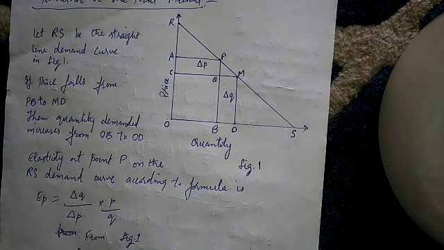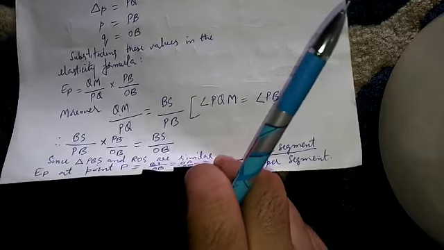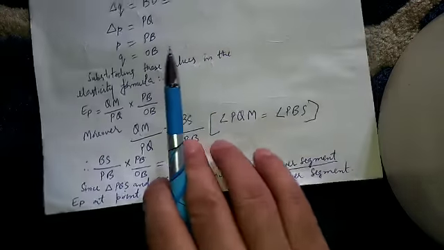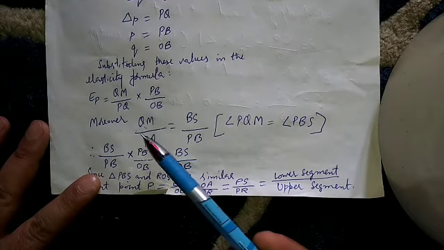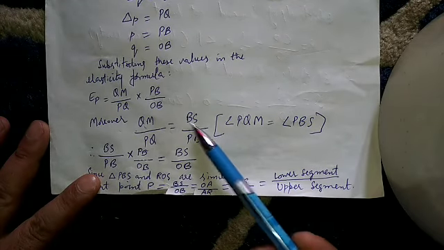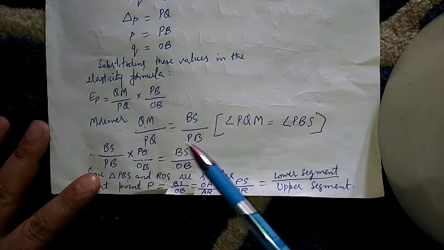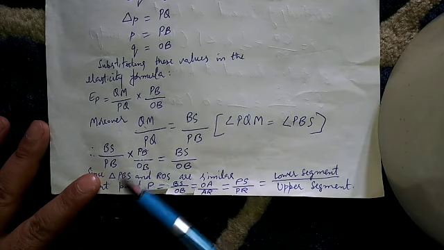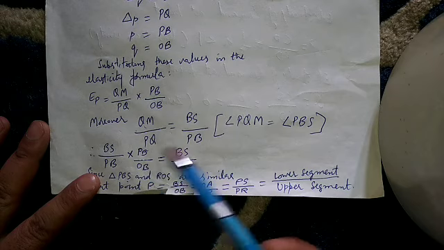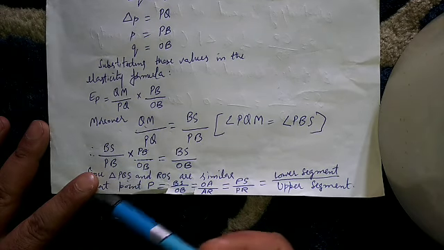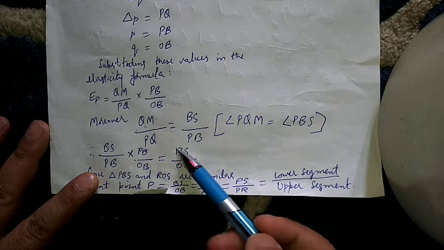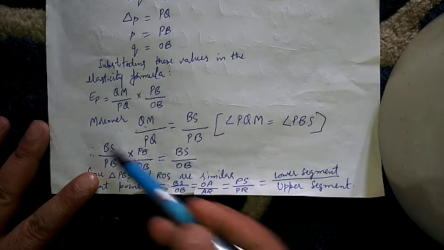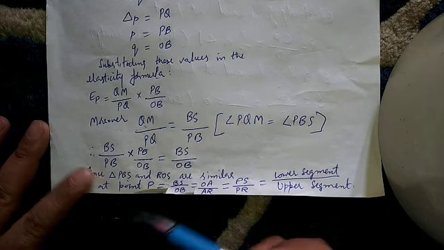Therefore, we write BS in the formula: BS by PB into PB by OB. Then we cancel these two. When we multiply this, we find that it will be equal to BS by OB.